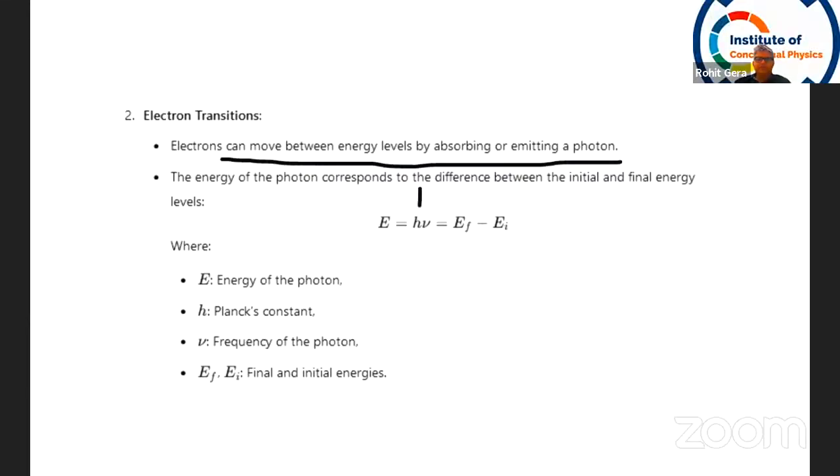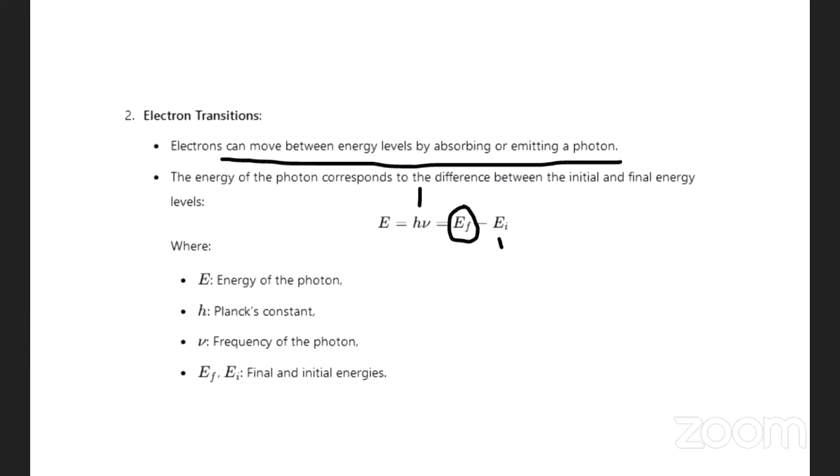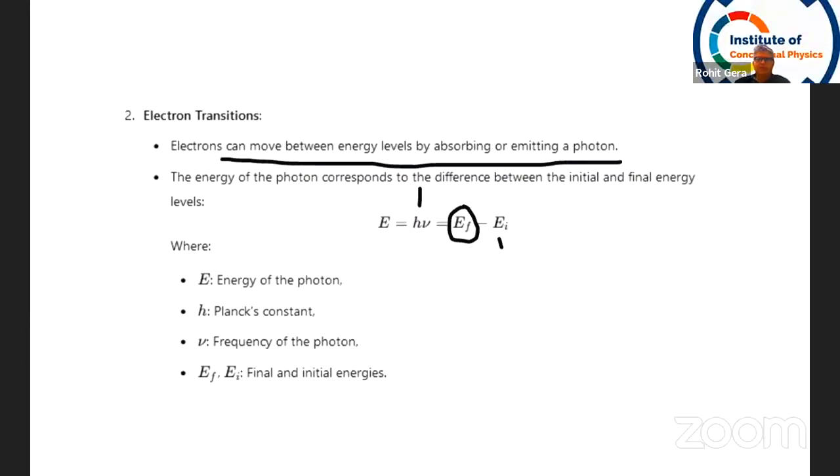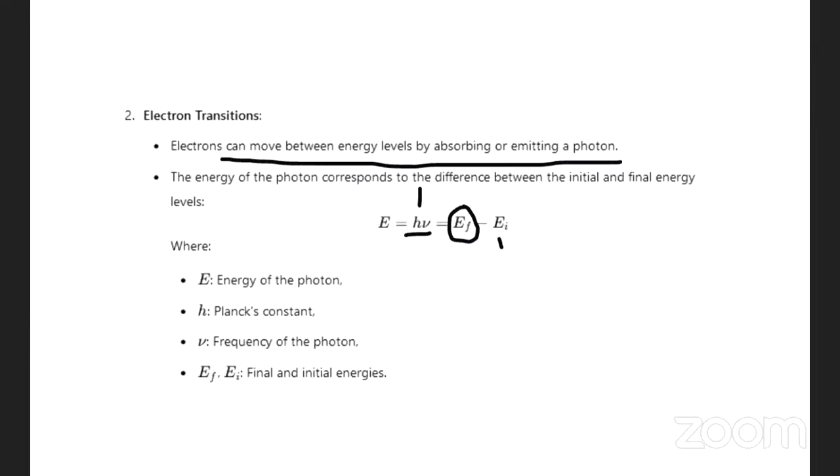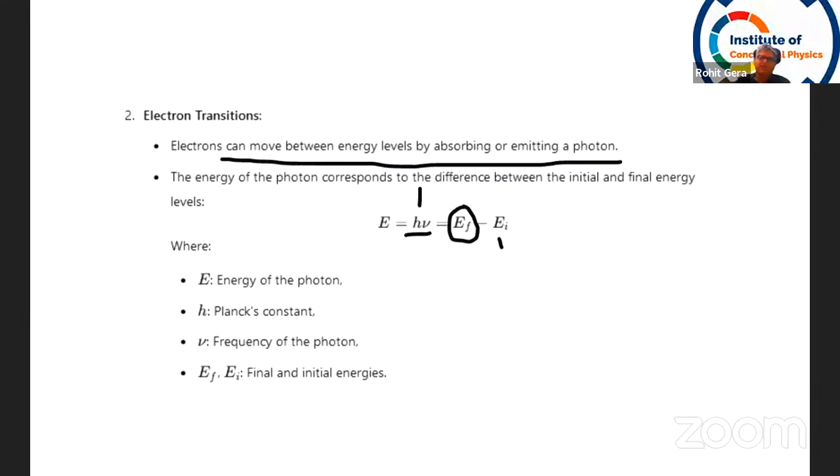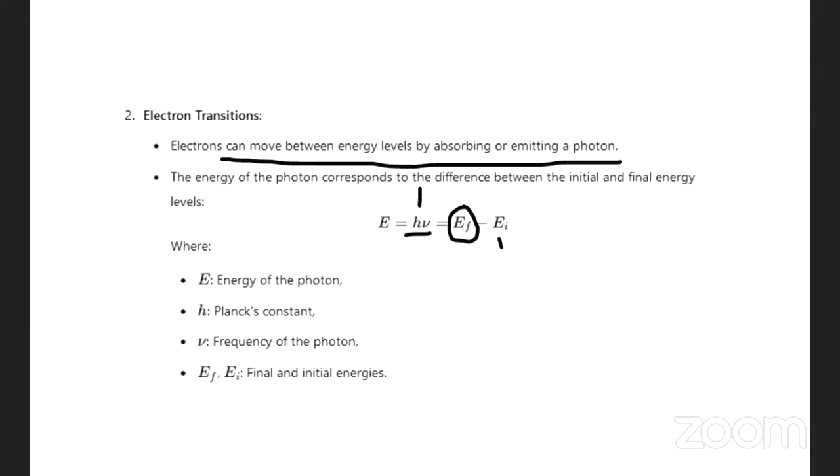Right? So the formula is this: my energy in the final orbit minus my energy at the initial orbit becomes a photon. It can be absorbed also, which means I'm at a lower energy level, lower orbit, and I want to go to a higher energy orbit. I will absorb energy. Light will come, I will absorb h nu. I will take a photon and jump to a higher orbit.